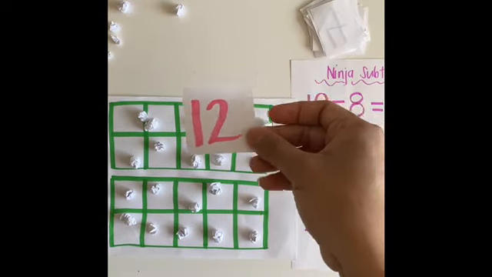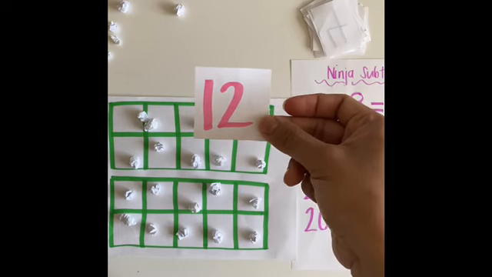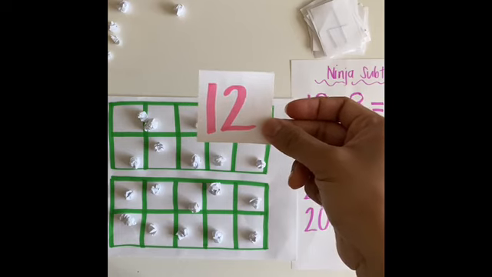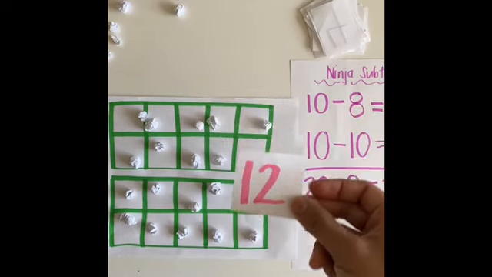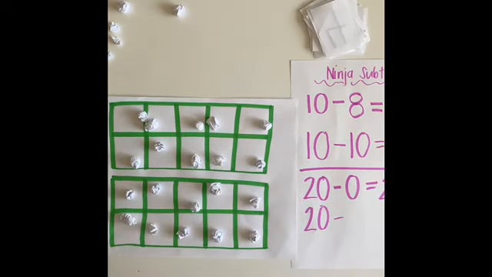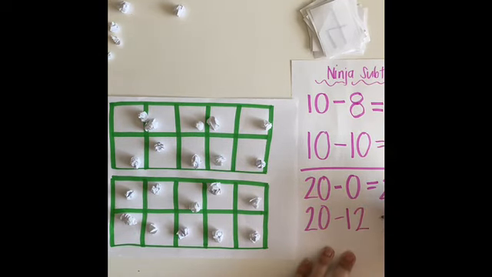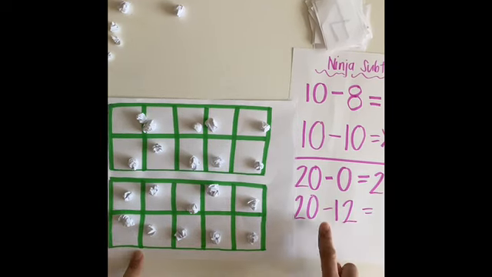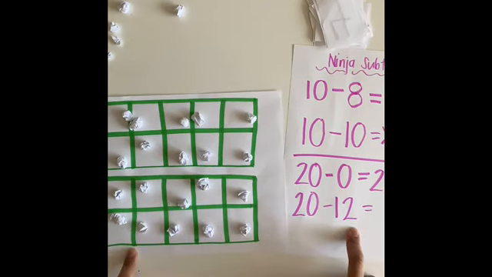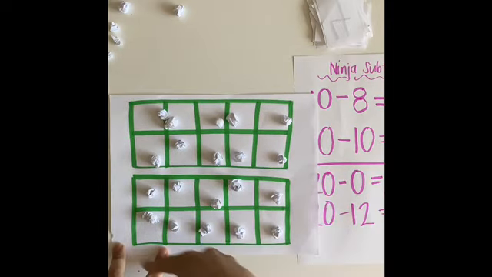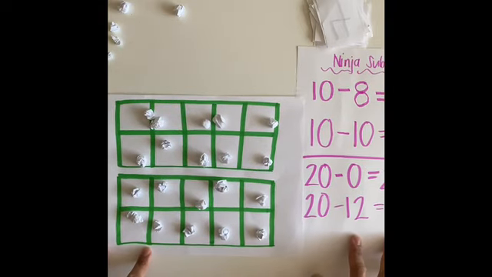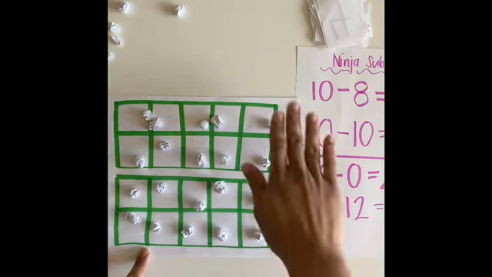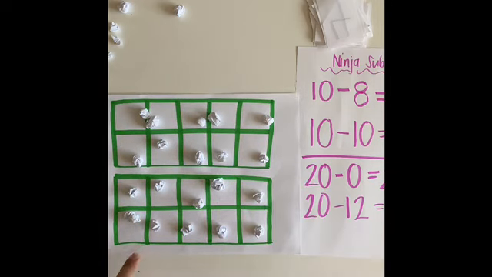What number is this? A 1 and a 2 tells 12 what to do. The number is 12. So I'm gonna write that down. 20 minus 12. Some of you can solve this on your own, but let's use our tens frames. That's why they're here, to help us. So I have 20 right here, and then I'm gonna take away 12.